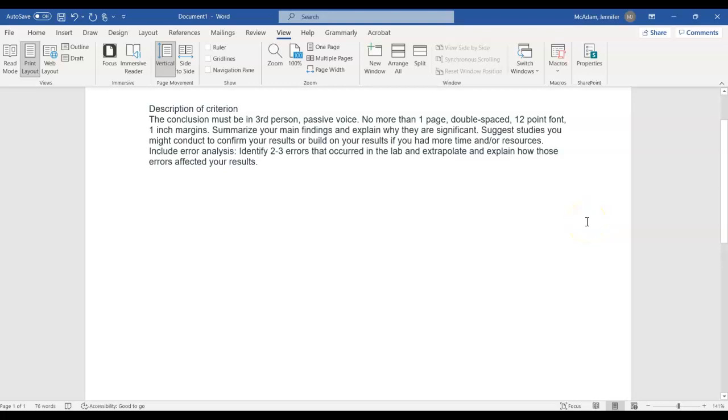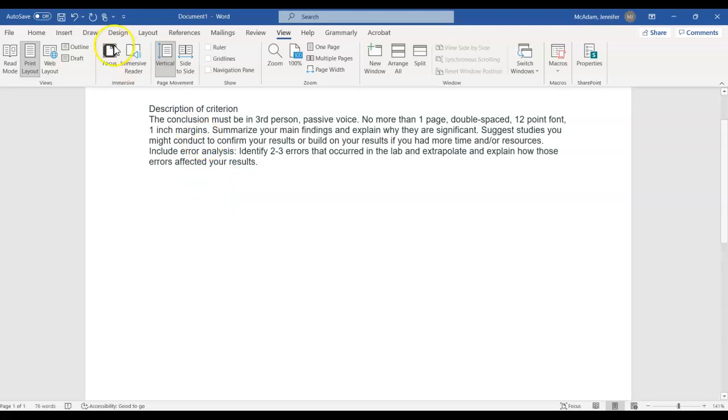Okay, we're going to go over how to write your conclusion and error analysis now. Here's a description of the criterion. I'm going to teach you a couple of things on how to do this. Third person passive voice, I'm going to show you how that works. One page, double space, 12-point font, 1-inch margins.